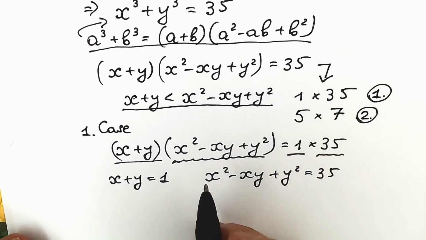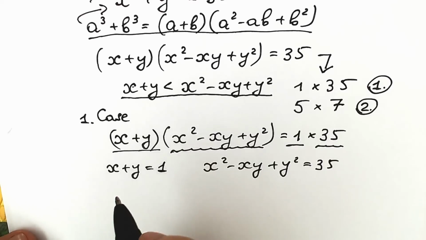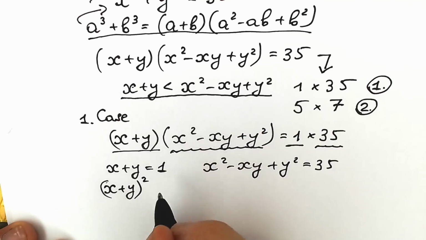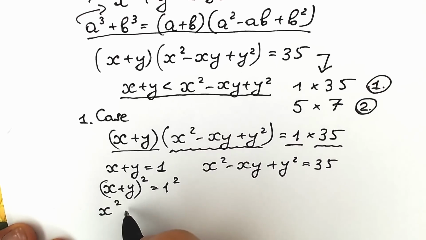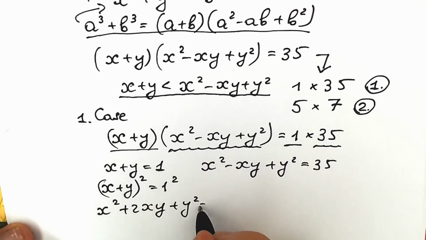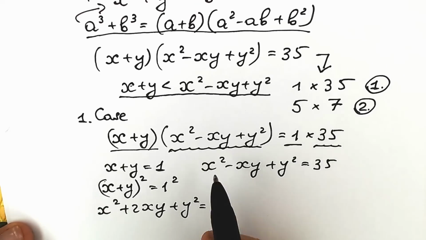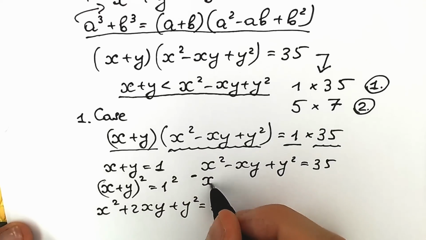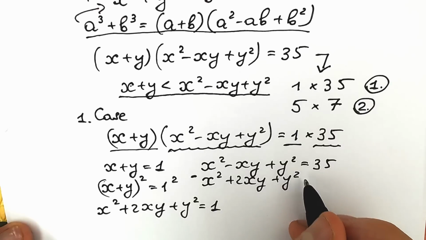Right now, how can I solve this equation? Let's square both sides of the first equation. So we have x plus y to the second power equal to 1 squared. As a result, we have x squared plus 2xy plus y squared equal to 1. And right now, let's write this expression under the expression on the left side and subtract it. So we have x squared plus 2xy plus y squared equal to 1.